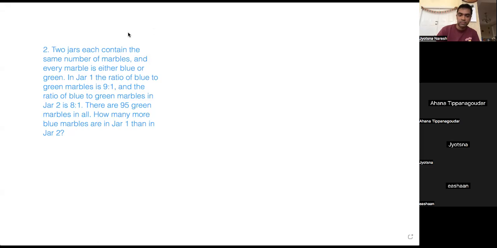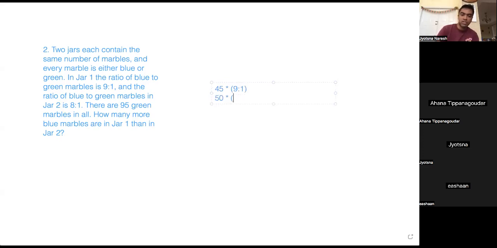Yeah, so for when it says 95 green marbles, I just assumed there would be 45 in jar 1, which is the ratio of 9 to 1, and then 50 in jar 2, which is the ratio of 8 to 1. So then you just have to multiply. You just have to do 45 times 9, which is 405, and then you get 405 blue marbles and 45 green marbles. And then for the second one, you just do 50 times 8, which is 400 blue marbles, and then 50 green marbles. So then you just do 405 minus 400. Then you just get 5.